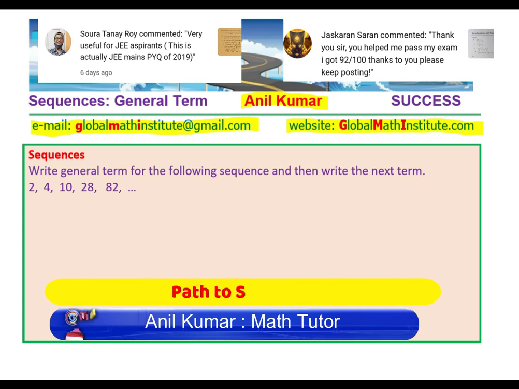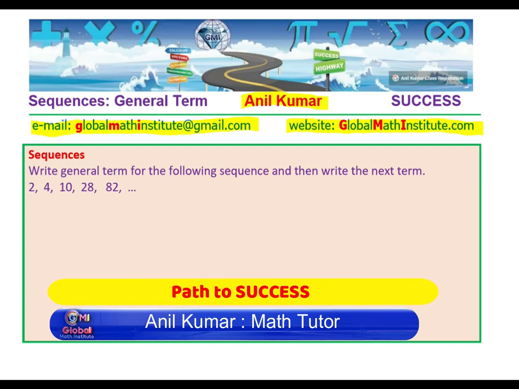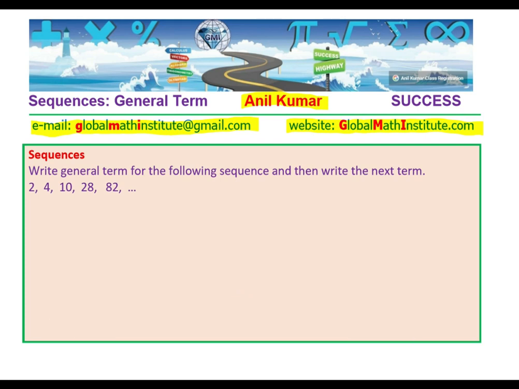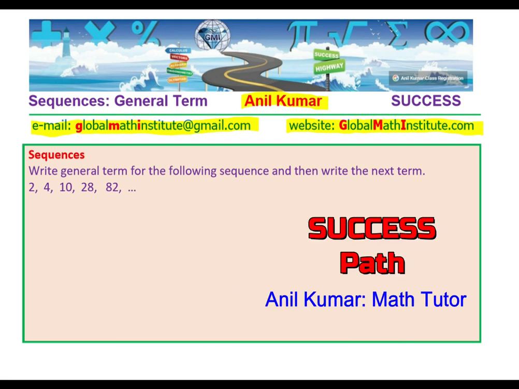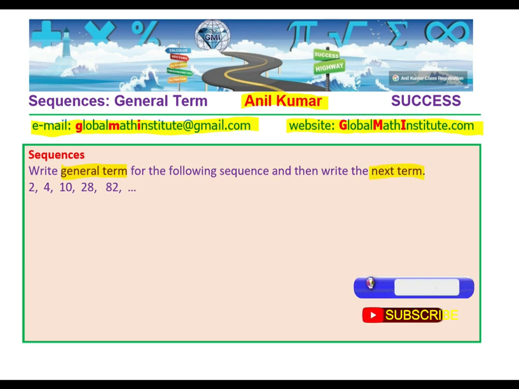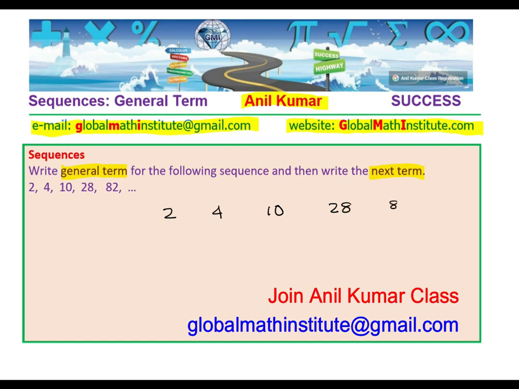You can be there. Now let's look into the given test question. Write the general term for the given sequence and then write the next term. So two things. First write the general term and then the next term. Sequence: 2, 4, 10, 28, 82. So let's write down the sequence which is given to us as 2, 4, 10, 28, 82.